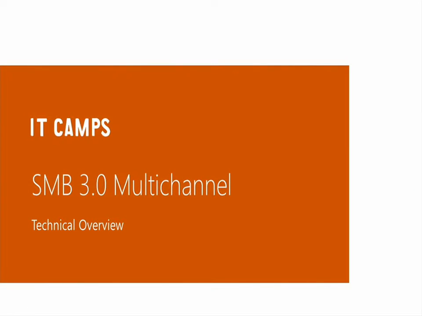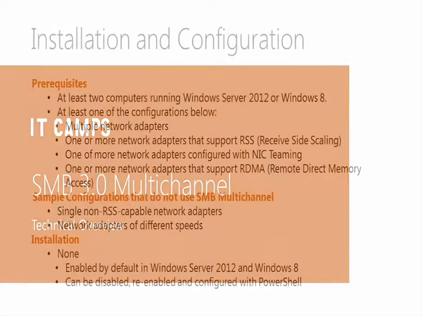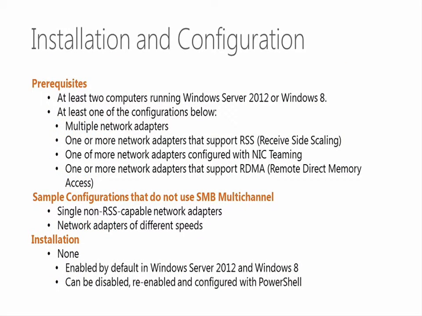So let's look a little bit deeper and more technically at how SMB 3.0 multi-channel really works. Again, this is a new feature in Windows Server 2012. It's also in Windows 8. So the prerequisites to install and configure this: first, we have to have at least 2 computers. They do need to be running Windows Server 2012 or Windows 8. It doesn't work with older versions of our operating systems.